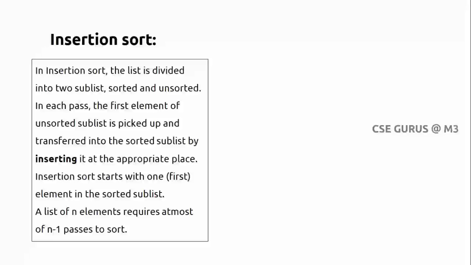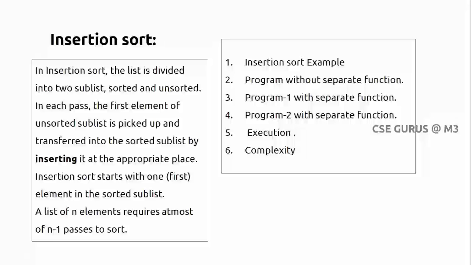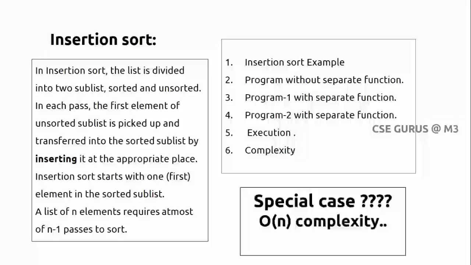And anyway we'll see the example, without a separate function and with a separate function. Of course, we can see the code in two ways: by using two for loops and an if condition, or by using a for loop and a while loop. Of course the complexity is the same, but writing the code is different. We'll see those two programs, then execution, then complexity. Here also there is a special case, the best case, when it is big O of n complexity. Here also it's the same as in bubble sort. Yeah, we'll see those things also.